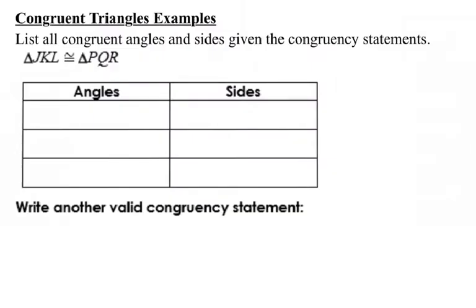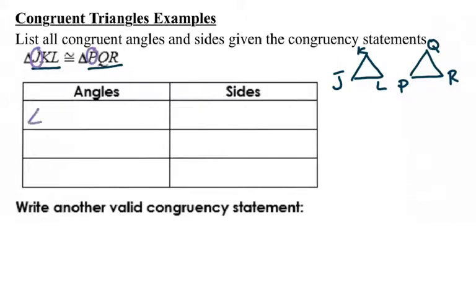Okay, we're going to list all congruent angles and sides, and then we're going to write another valid congruency statement. So sometimes it helps to draw a picture of two triangles. So I'm going to name the first one JKL, and I'm going to do the second one in the same order, PQR. So let's do the angles first. So notice J and P are the first letters, which means angle J is congruent to angle P. And then I could just do a little arc to show that.